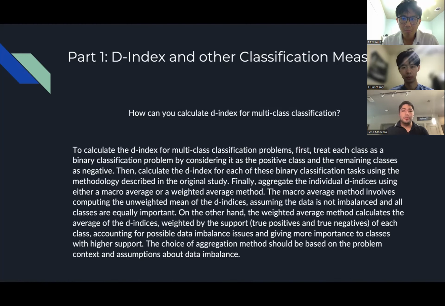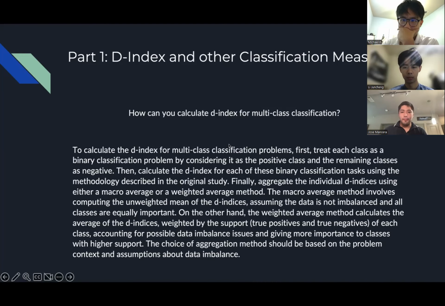The next question was how we calculated the index for the multi-class classifications. Essentially, you treat every class as its own binary classification problem. You consider the positive class against the remaining classes as negative, and then you calculate each D index for each classification and keep track of those. You can also use weighted average methods and calculate the averages off that, and you can even tune that if you needed to, but we didn't really do that in this specific problem.